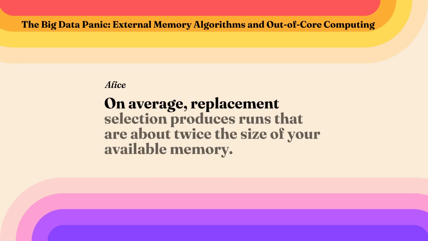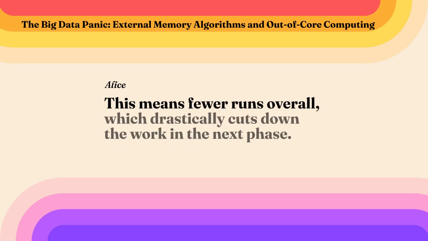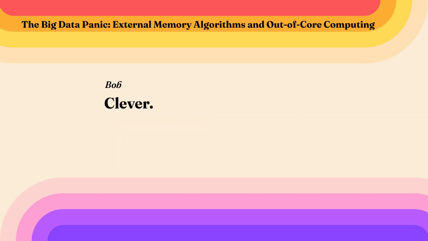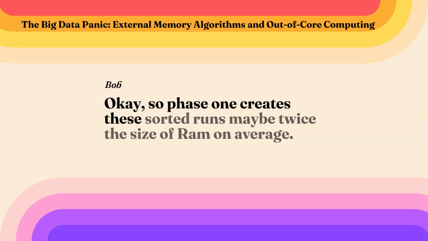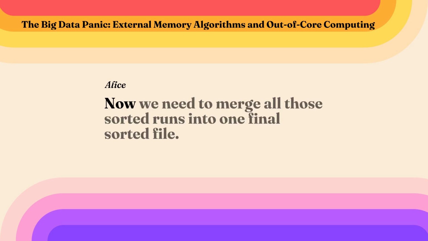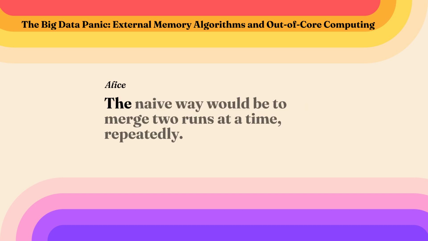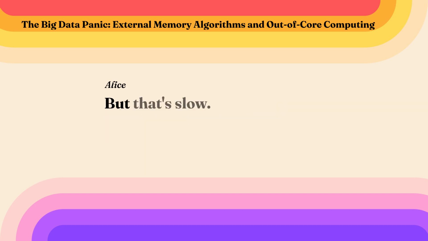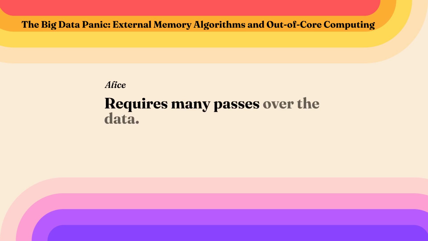It leverages existing order. On average, replacement selection produces runs that are about twice the size of your available memory. This means fewer runs overall, which drastically cuts down the work in the next phase. Clever. Okay, so phase 1 creates these sorted runs, maybe twice the size of RAM on average. What's phase 2? Phase 2 is the merge pass. Now we need to merge all those sorted runs into one final sorted file. The naive way would be to merge 2 runs at a time repeatedly, but that's slow, requires many passes over the data.